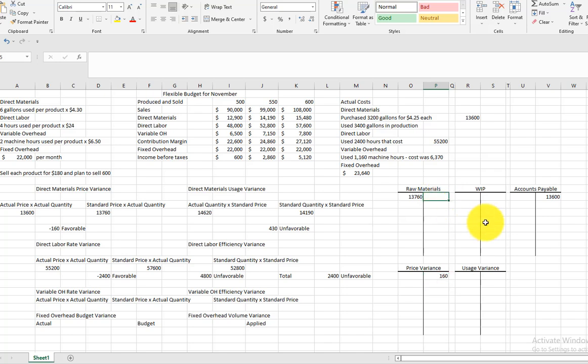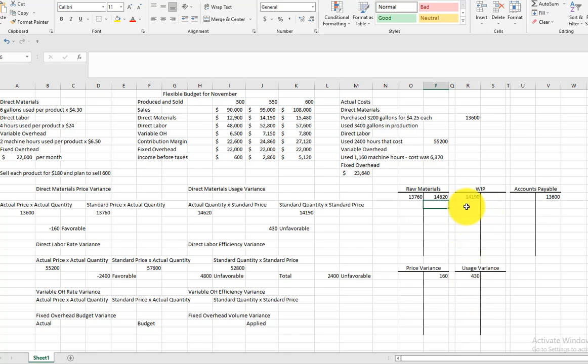Credits are favorable, debits are unfavorable. Then when we move it into our raw materials, we're going to do so at the standard quantity and the standard price. And our variance is going to be the 430 to make it balance. This is going to be the 14,620. So there's a credit of 14,620, 2 debits that actually equal.